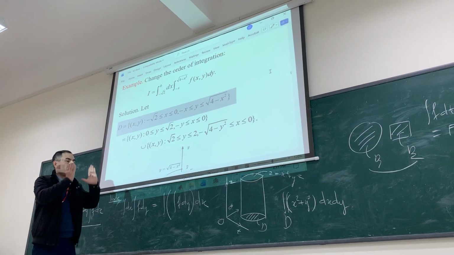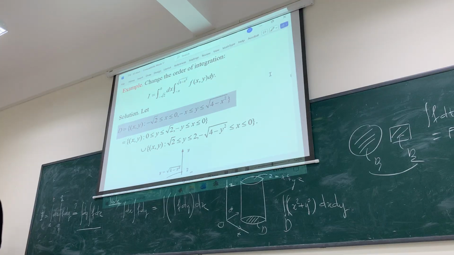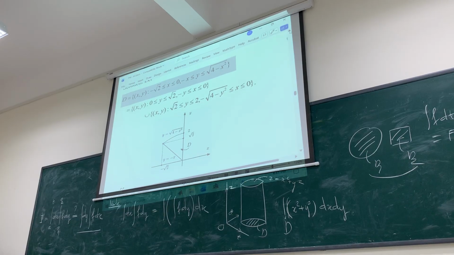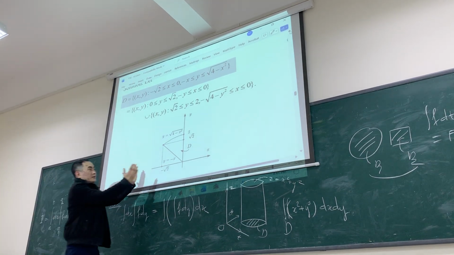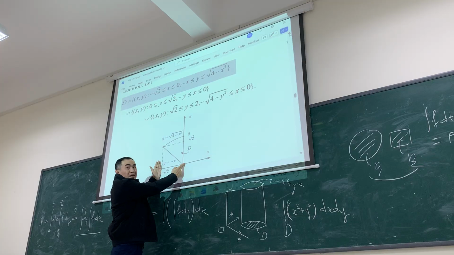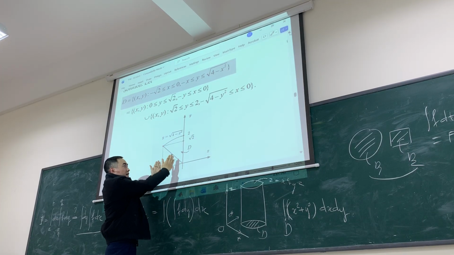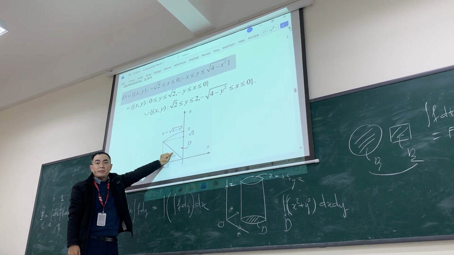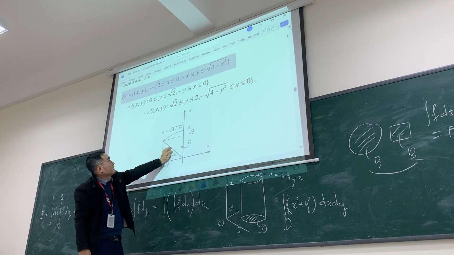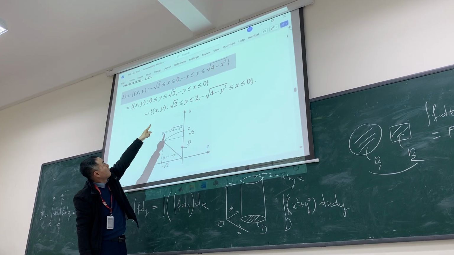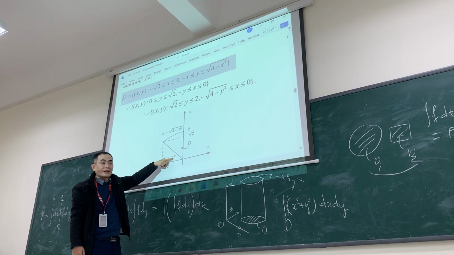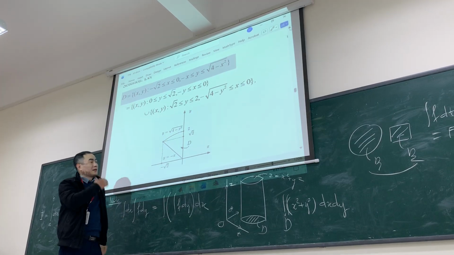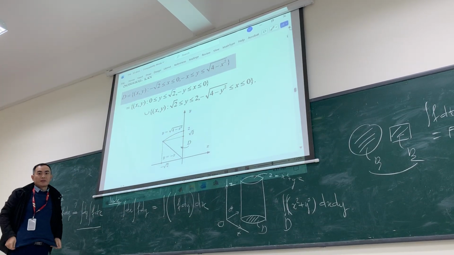So we can draw. The figure: the domain D is between two lines. This one is the lower function, equal to minus x, the lower function. And this is the upper function. Now we want to change the order of integration.